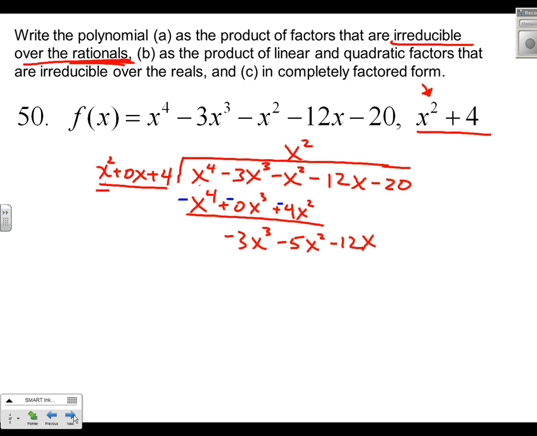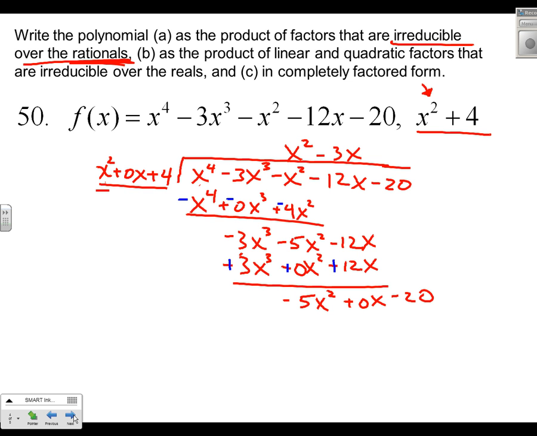How many times does x squared go into negative 3x cubed? Minus 3x. So that is minus 3x cubed. That is plus 0x squared. And that is minus 12x. And before I do anything, we change that to subtraction. So this becomes plus, plus, plus. I get negative 5x squared plus 0x, bring down a minus 20.